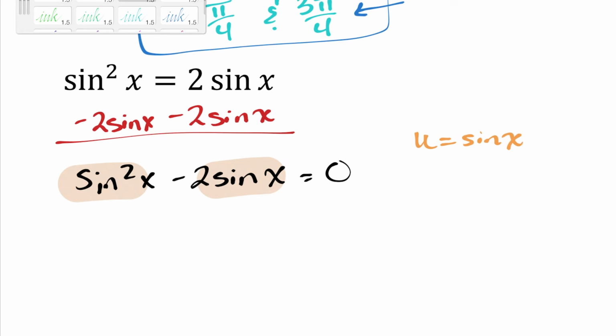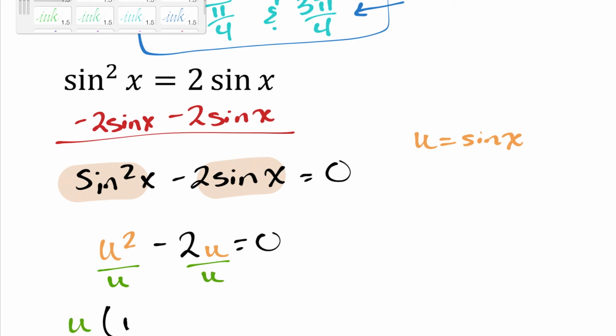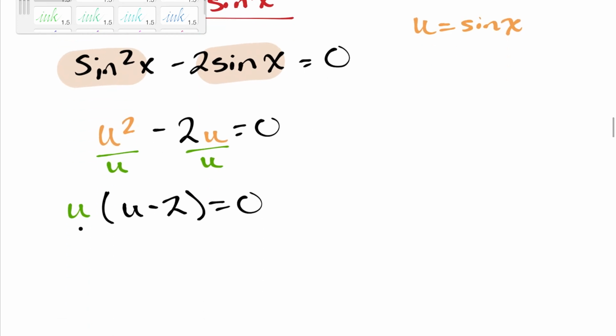So instead of sine squared of x, I could say this is u squared minus 2 times u is equal to 0. And here we can see that we could factor out a u. We have that in common. We can bring the u out to the front. So we'd have u times (u minus 2) is equal to 0. So then I'm looking at where u is equal to 0 and where u minus 2 is equal to 0, or where u is equal to 2.